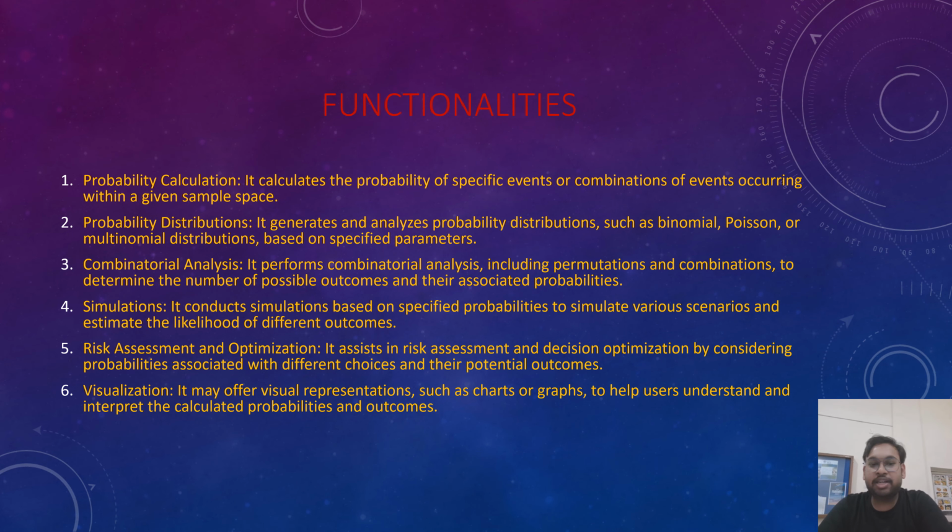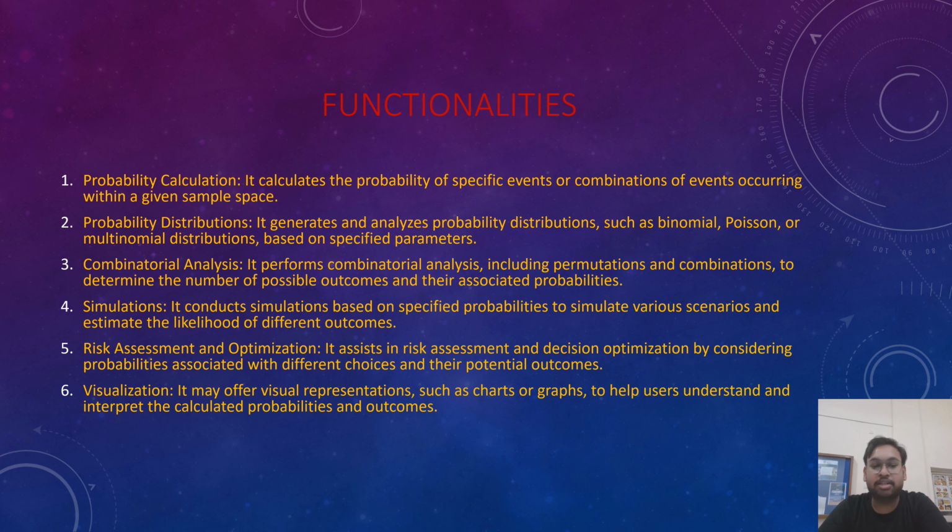Now the functionality of a discrete probability solver. Firstly, the probability calculation. It calculates the probability of specific events or their combination within a given sample space. Second, probability distribution. It generates and analyzes probability distributions such as binomial, Poisson, or multinomial distribution, etc. Third, the combinatorial analysis. It performs combinatorial analysis including permutation and combination to determine the number of possible outcomes and their probability. Fourth is simulation. It conducts simulations based on specified probabilities to simulate various scenarios and estimate the likelihood of different outcomes.